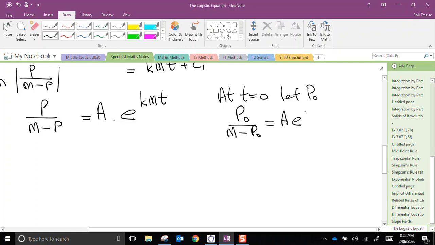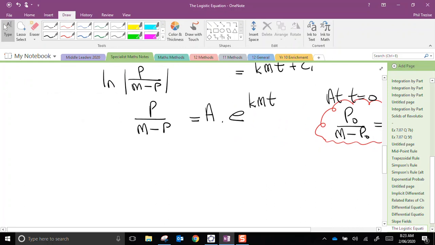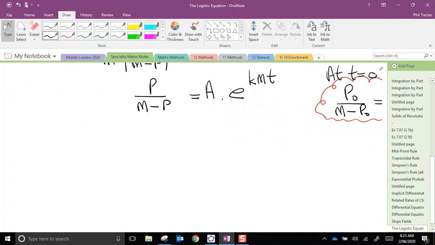Now e to the power of k times m times t, well, t is 0, so that's e to the power 0, which is really just 1, which means that I've evaluated my constant a. It's p0 over m take p0. Now that's a handy little thing for future, but I'm going to keep working with a in my equation because it's easier and it's more compact. All we need to do now is isolate p.